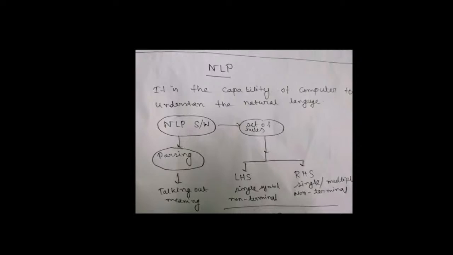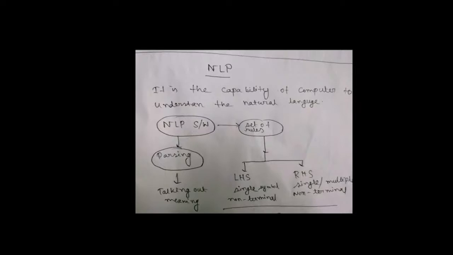And then it goes to the right hand side and left hand side. This is actually a production rule where the left hand side has only a single non-terminal symbol, and the right hand side has multiple terminal or non-terminal symbols. With both the right hand side and left hand side we make a context-free grammar. So now let's move on to the context-free grammar. What is it, and what is parsing also?